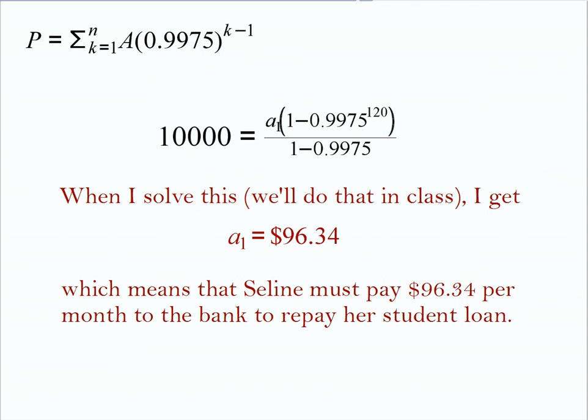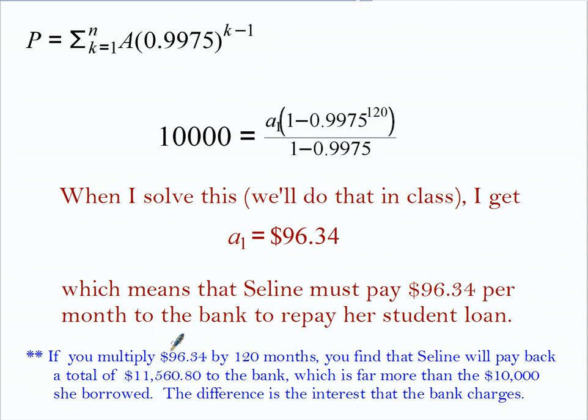She's going to end up paying back way more than $10,000. In fact, if I multiply that $96.34 by 120, I find out that to the bank, she's going to pay back a total of $11,560.80. So she pays back over $1,500 in interest for her $10,000 loan.